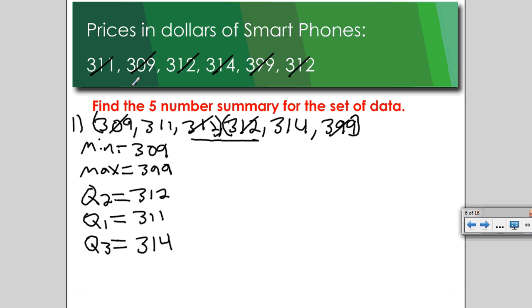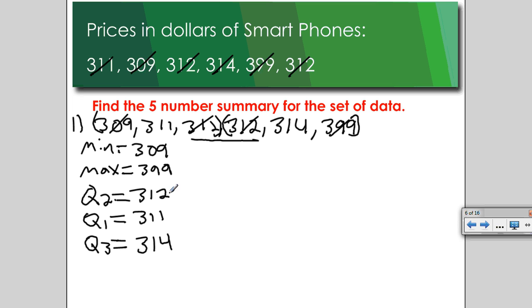Alright, so right here I've completed one already, so I went ahead and put the numbers in order. Notice I crossed them out as I did so. I said 309, crossed it out, 311, crossed it out, 312, 312. Now look at this. My minimum is my smallest number, so 309. My maximum is 399. Very simple. Smallest, biggest.